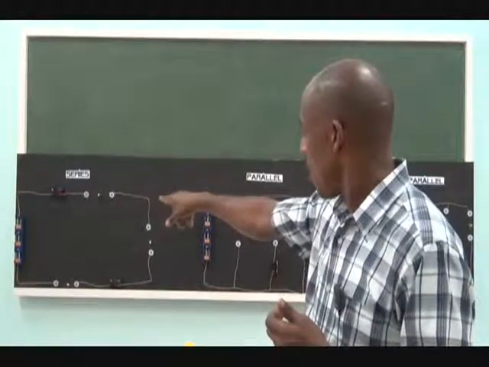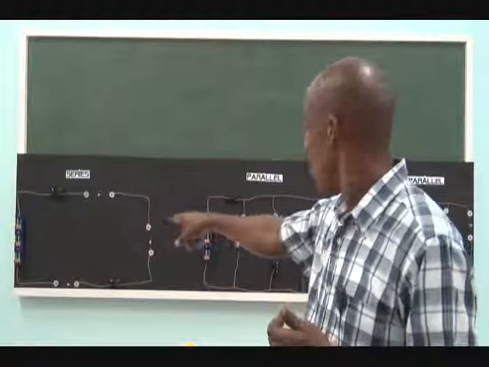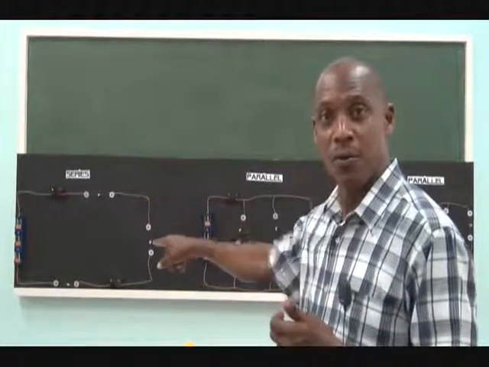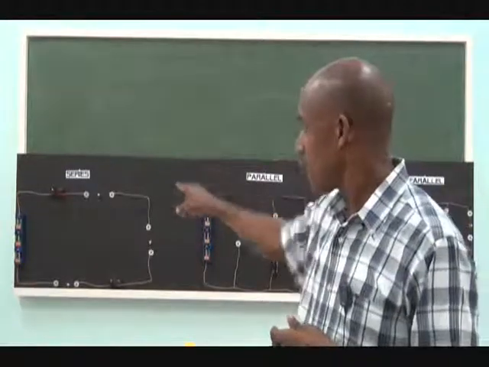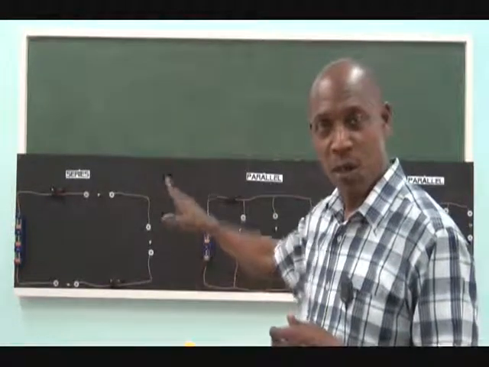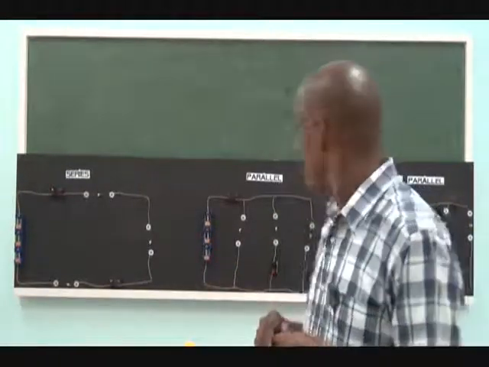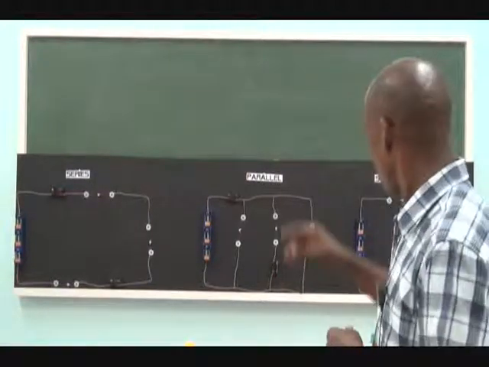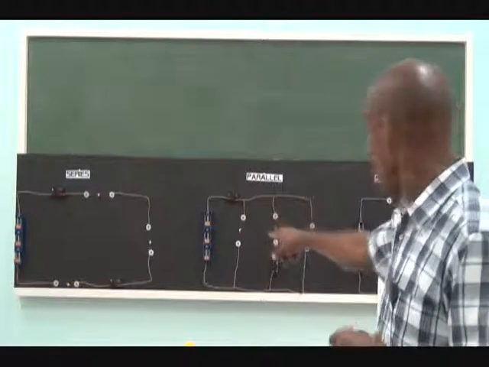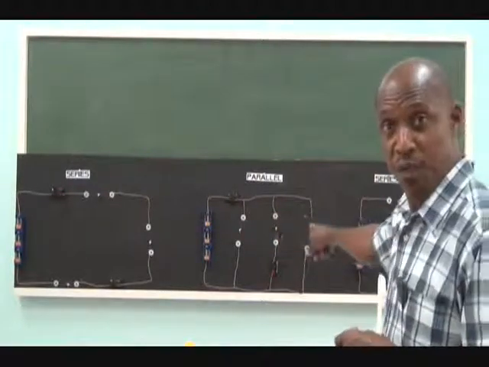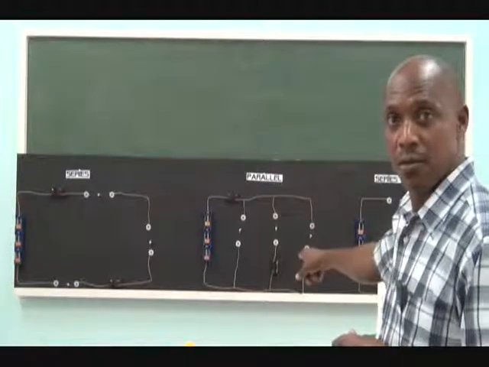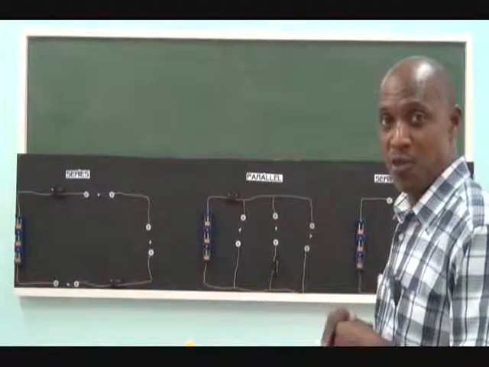Observe, we have 3 batteries, we have 3 bulbs, and we also have 2 switches, which I will demonstrate shortly. For the parallel circuit configuration, we also have 3 batteries, we also have 3 bulbs, and we also have 2 switches. I will also demonstrate that shortly.